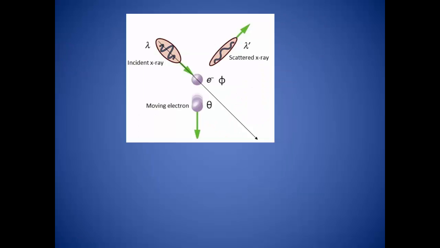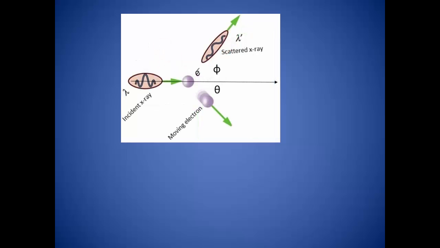Let's look first at the conservation of momentum in this situation. To make this a bit easier, we can say that the incident ray is coming in towards the electron along the x-axis. This lets us say that the initial momentum is all contained in the x direction. So the incident X-ray coming in has some momentum that is equal to h over the wavelength.